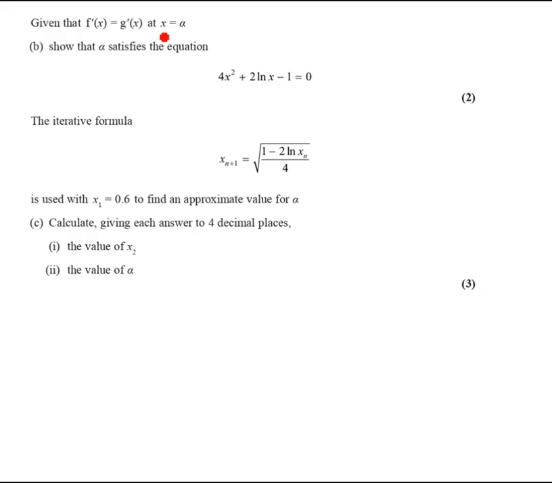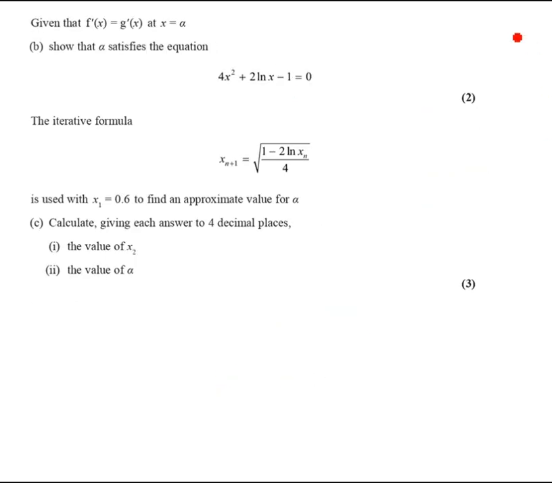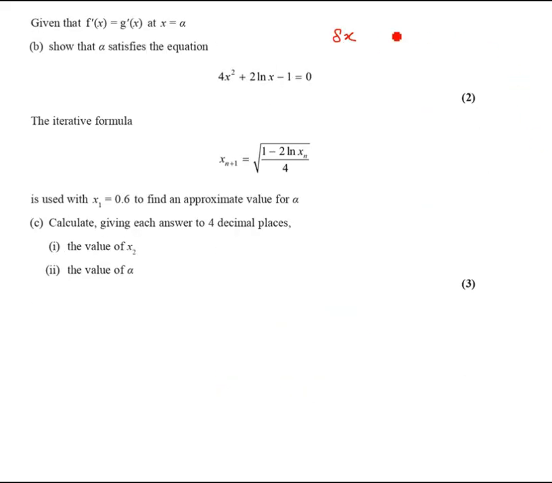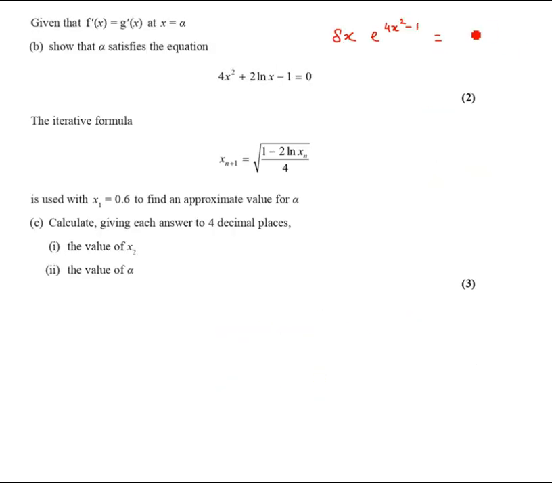Now f dash x equals g dash x at x equals alpha, so that alpha satisfies this equation. Okay, so f dash x is 8x e to the power 4x squared minus 1 equals g dash x, which is 8 over x. So first we divide both sides by 8. 8 divided by 8 is 1.